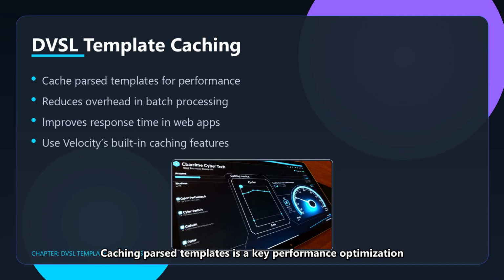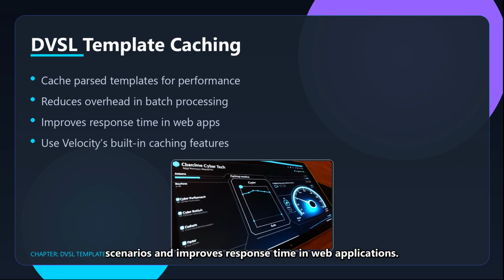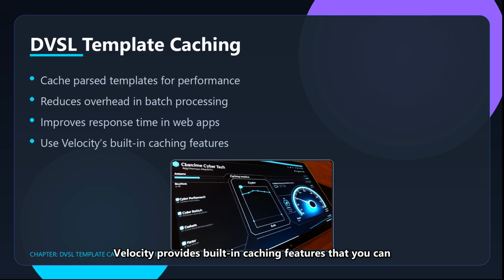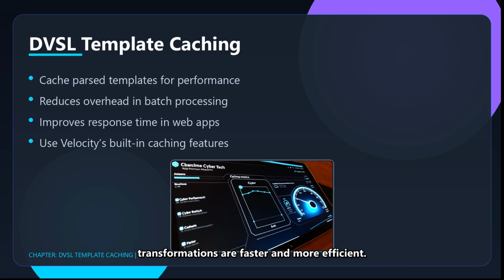Caching parsed templates is a key performance optimization in DVSL. It reduces overhead in batch processing scenarios and improves response time in web applications. Velocity provides built-in caching features that you can leverage. By caching templates, you ensure that repeated transformations are faster and more efficient.